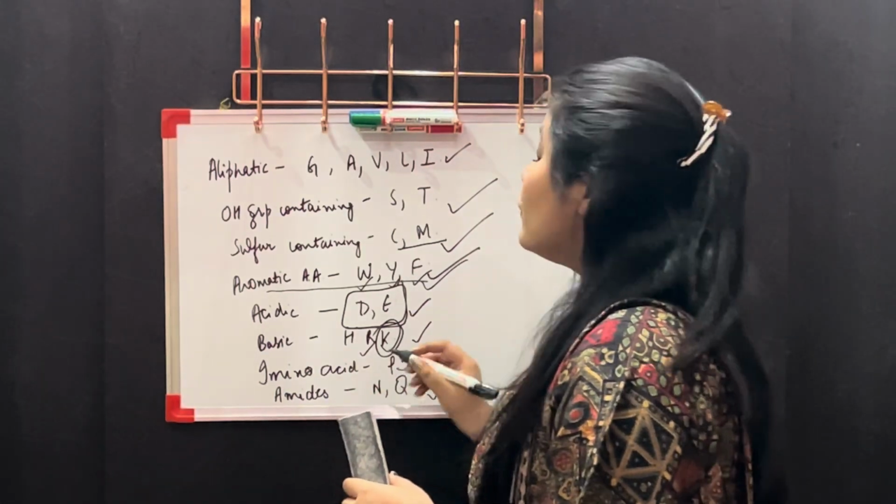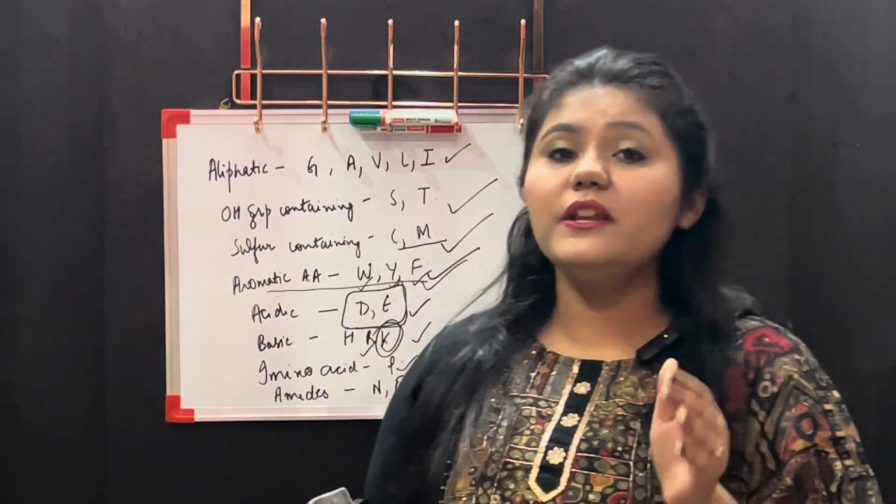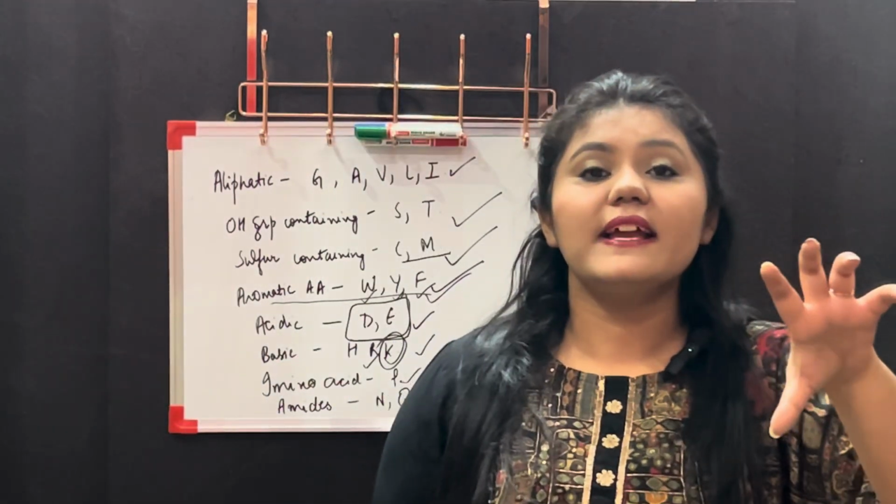Now the most important question: which one is the imino acid? That is proline. Proline is an imino acid, it is not an amino acid. So it is very important to learn which is an imino acid and which are amino acids. It has an imino group in its ring, so that's why it is called an imino acid.